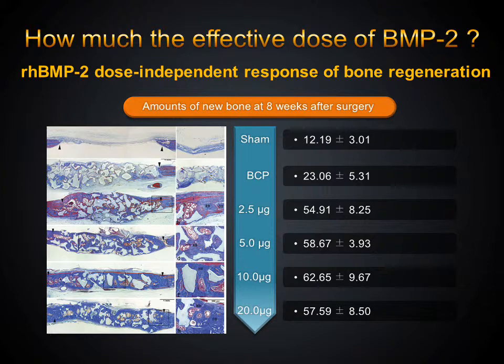Without rhBMP2 saturation, cortical bone was not formed and the percentage of new bone was significantly decreased. The minimal dose was 2.5 mg, which is tenfold lower than the maximal dose of 20 mg. In clinical application, 0.1 gram of rhBMP2 was effective in various volumes of defects and extraction sockets.